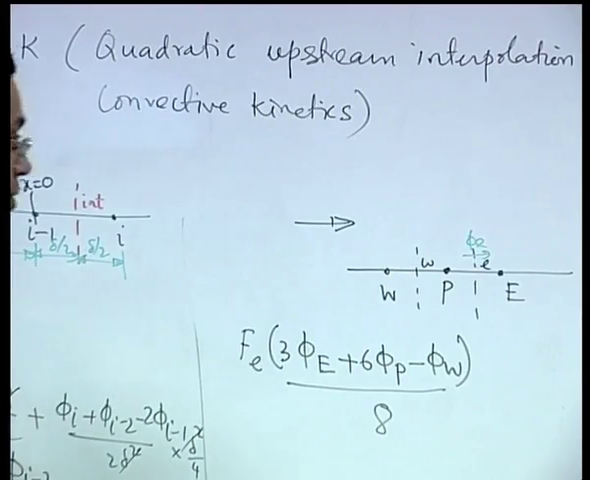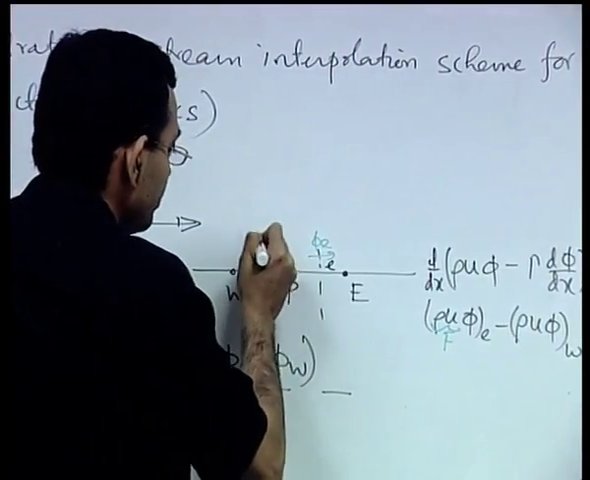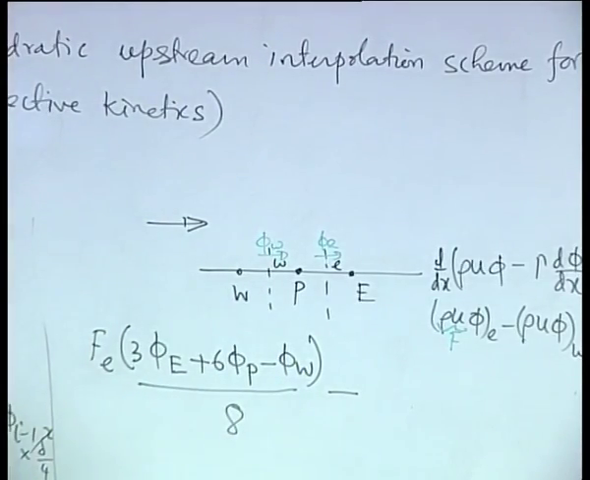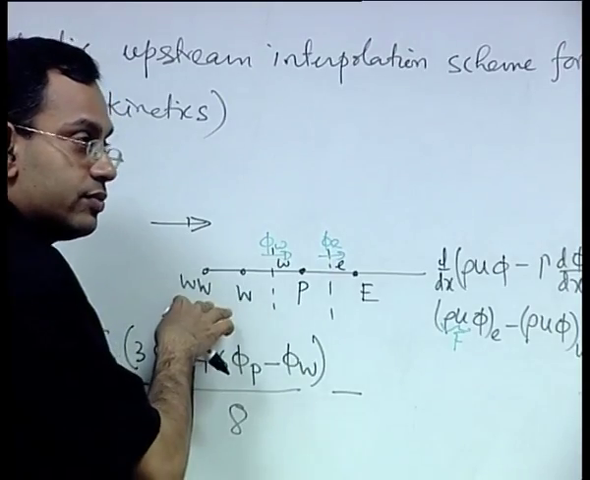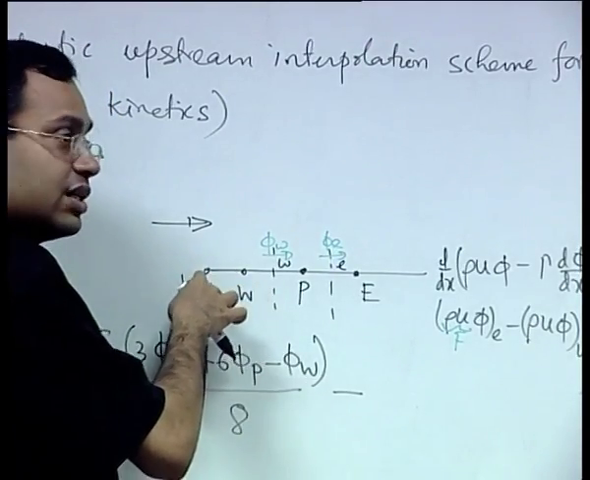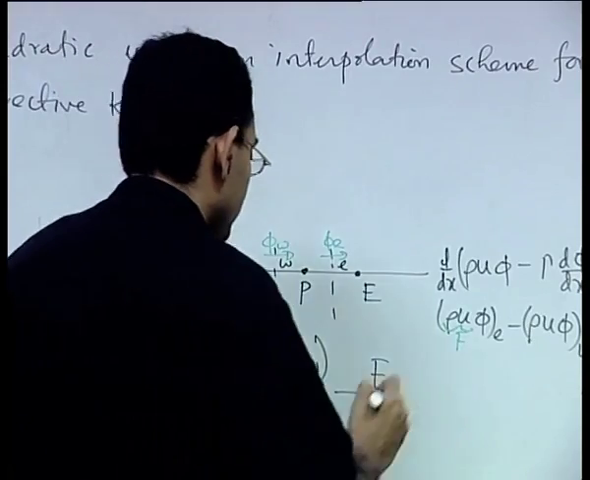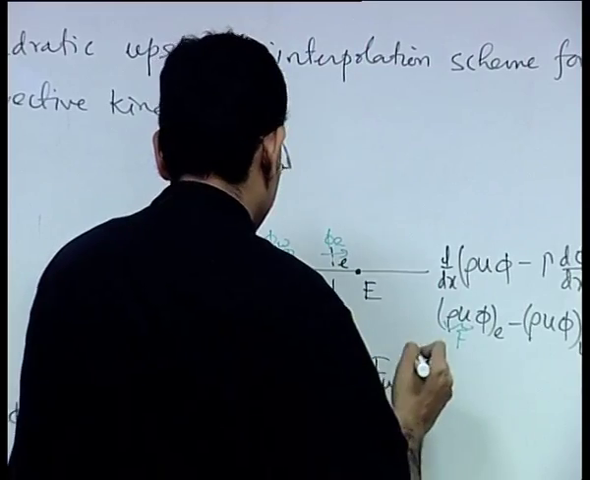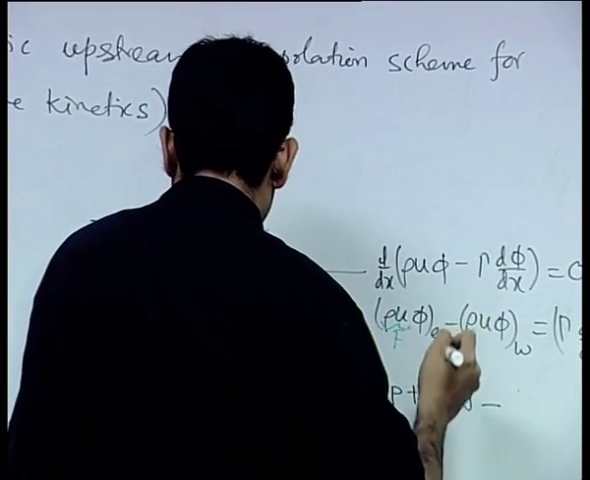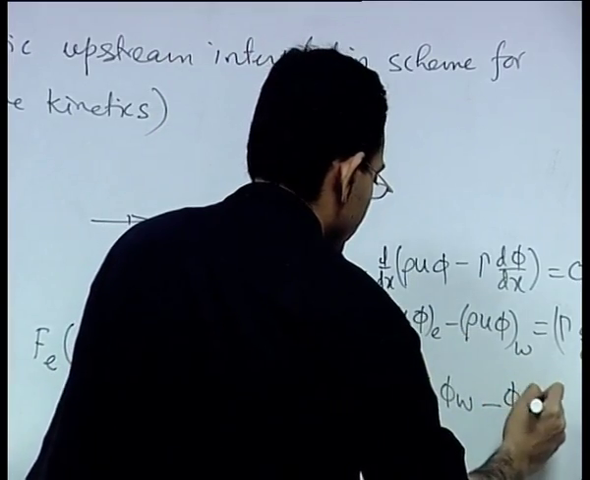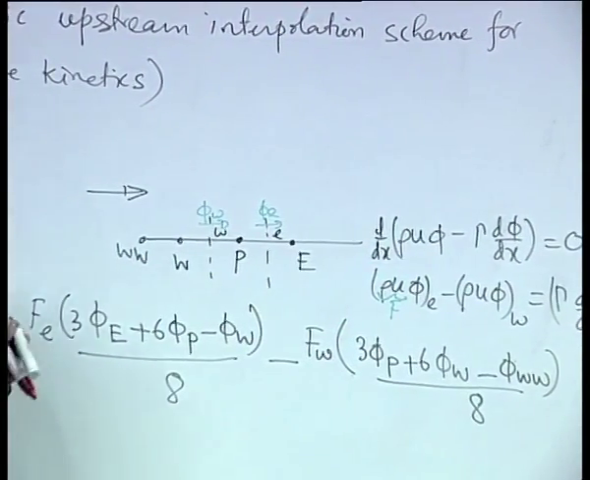So 3 phi E plus 6 phi P minus phi W by 8, okay, minus, now you require phi at small w. So you require another upstream point. So that conventionally is given a name WW. So it is another upstream point just equidistant. So then you have f small w into now 3 phi P plus 6 phi W minus phi WW by 8. So this is the advection term profile.